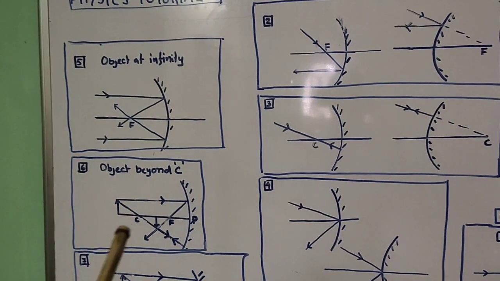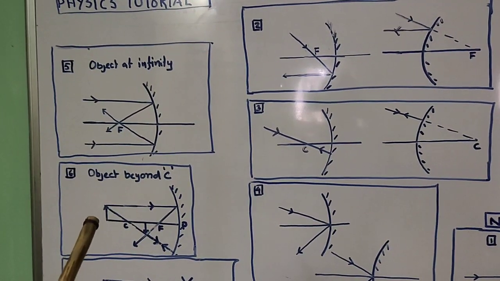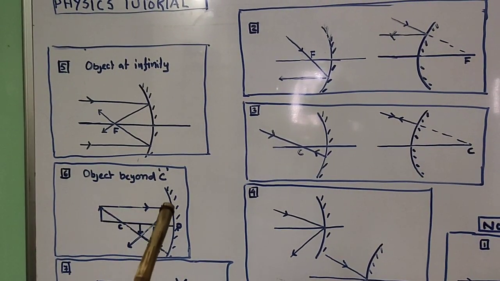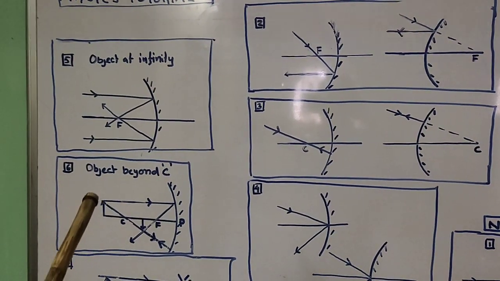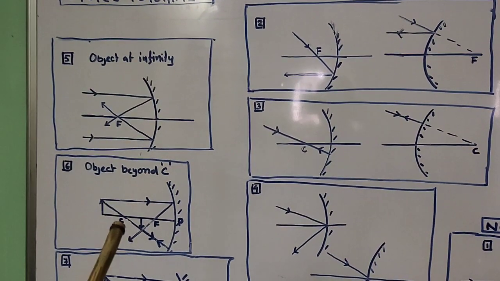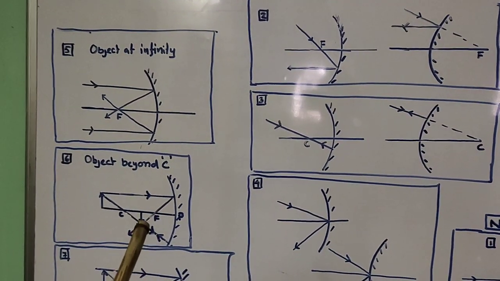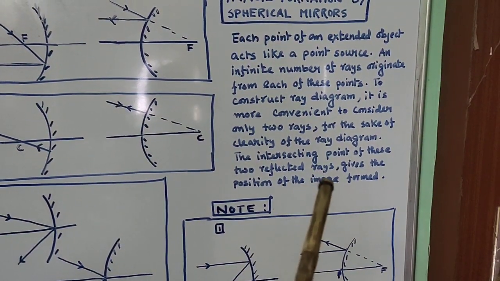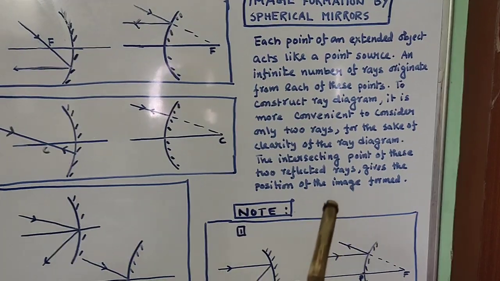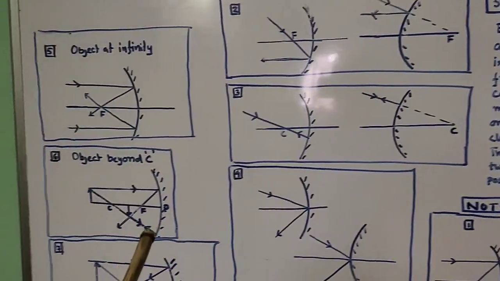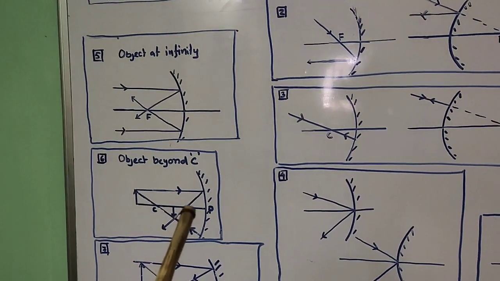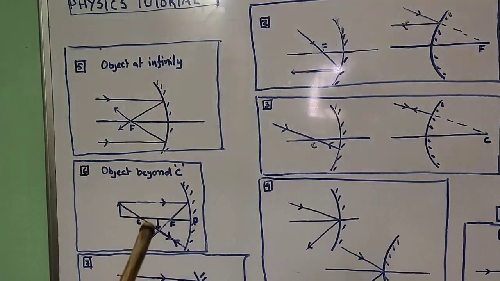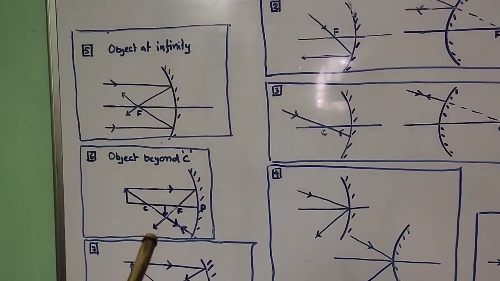Now object beyond C. If you place an object beyond C, then what happens basically, we consider two rays: one parallel to the principal axis, which after reflection passes through the focus, and another through the center of curvature. So it returns back along the same path. These are the two reflected rays, and they intersect at this point. So this is the image formation. As per the statement we have written, the intersecting point of these two reflected rays gives the position of the image formed. What are the two reflected rays? This one, and another one is this one. Incident and reflected are the same ray. So the intersecting point is this one, so the image is formed here.